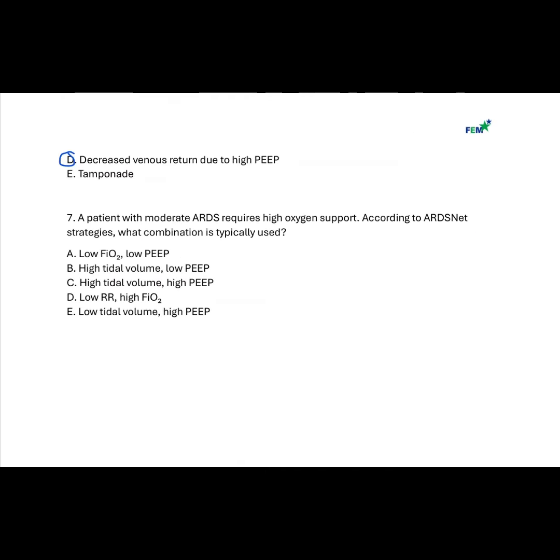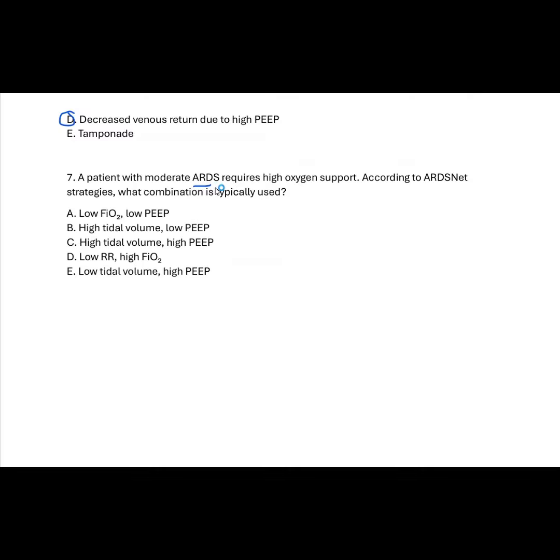And the last question, a patient with moderate ARDS, acute respiratory distress syndrome, requires high oxygen support. According to the ARDSNet strategies, which combination is typically used? Remember, in a patient with ARDS, you want to do lung protective ventilation. And what does that mean? Low tidal volume, higher PEEP. And the best answer there would be what?